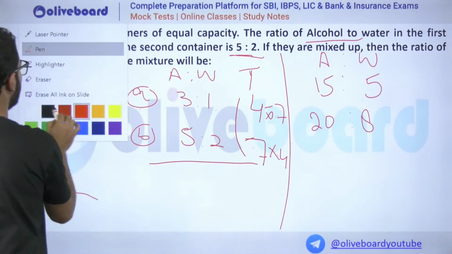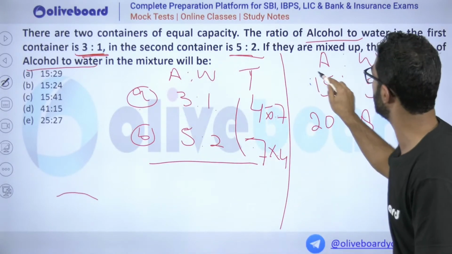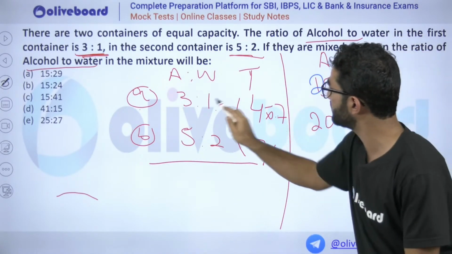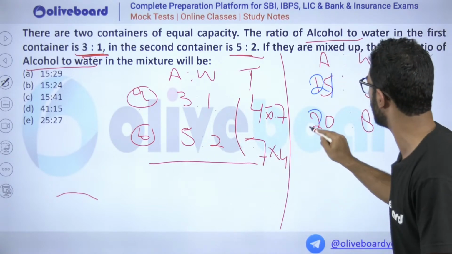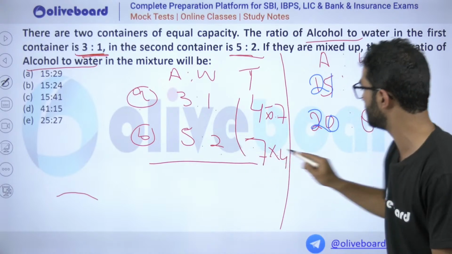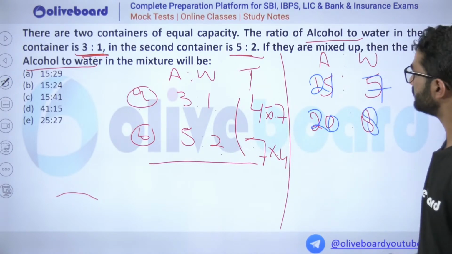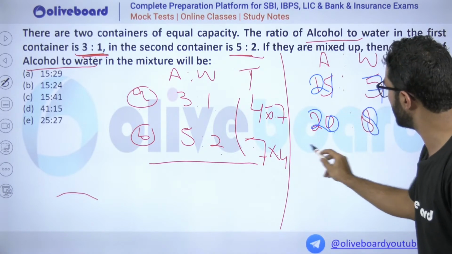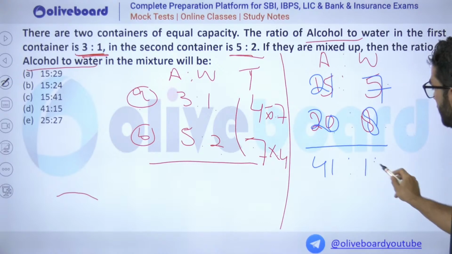Now, what values we get are very important. After multiplying 7 with this, it will be 21. After multiplying 7 with this, it will be 7. After multiplying 4, it will be 20. After multiplying 4 with this, it will be 8. So 21 and 20 will be 41, and 7 and 8 will be 15.